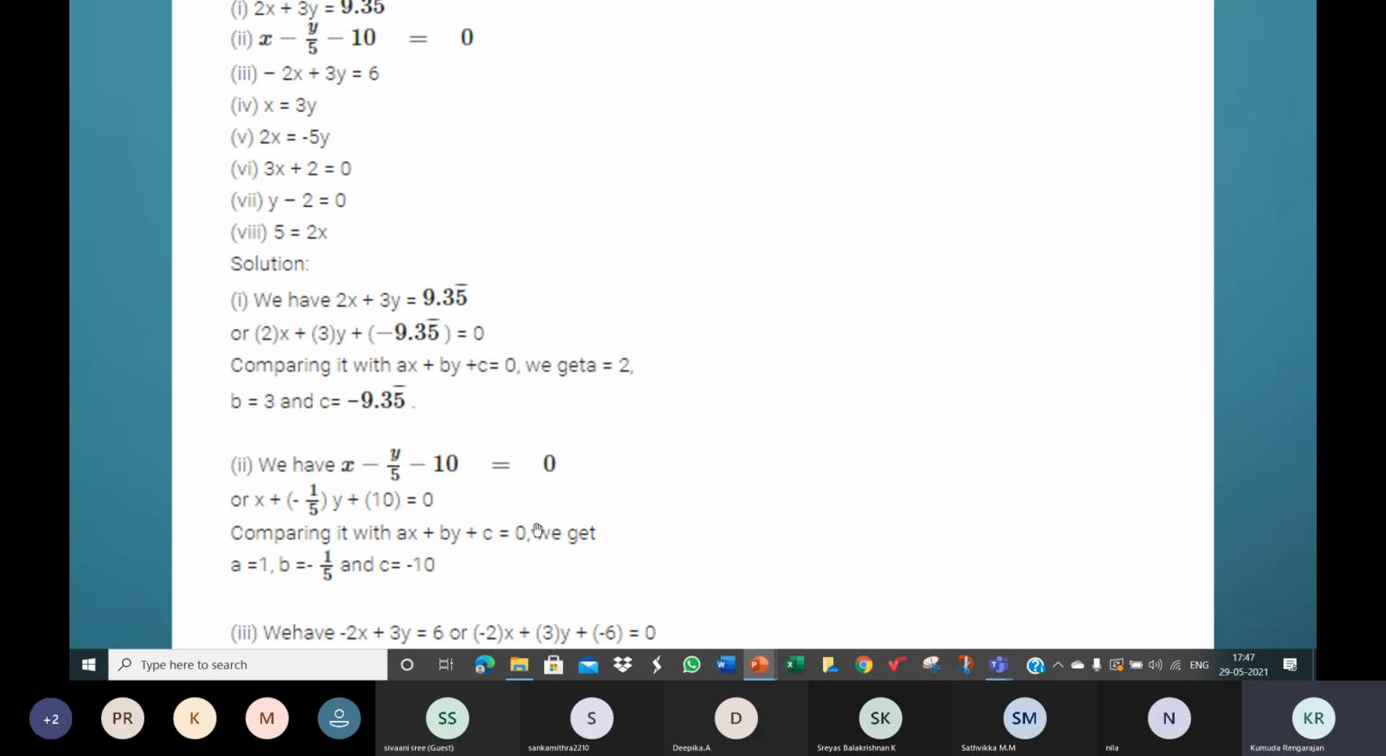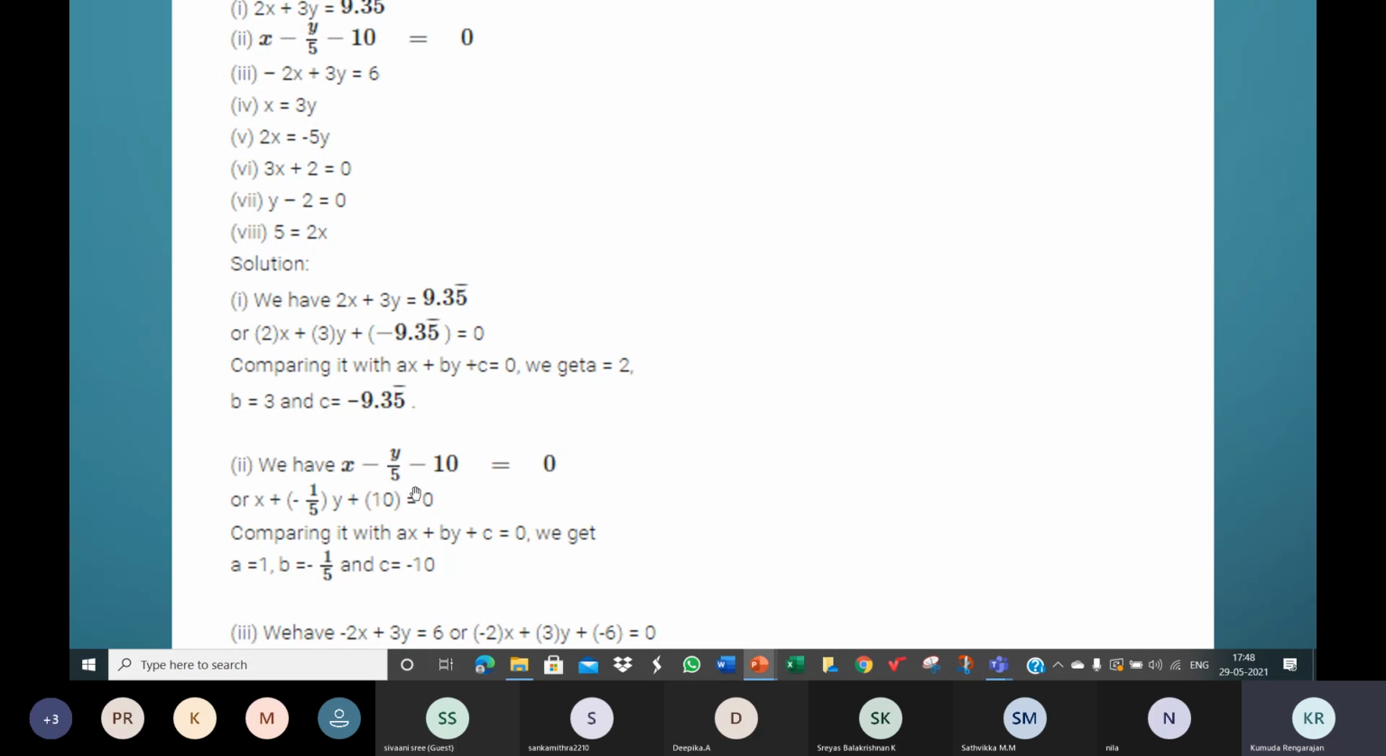So when you compare it with the standard form, a is equal to 1. What is a? The coefficient of x is a. So what's the coefficient of x? 1. So a is 1. What's the coefficient of y? It's b. What is the coefficient of y here? Minus 1 by 5. And c is the constant, which is minus 10.